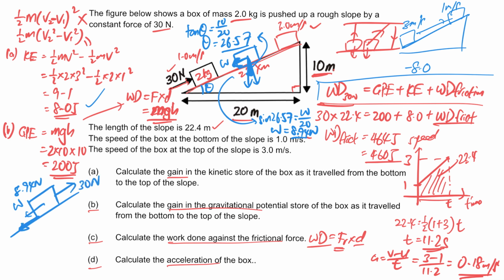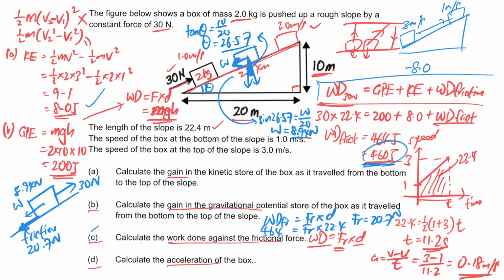And now the next thing I need to find is your friction. How do you find that? You can find it from what you have in part C, because the work done against friction will be your friction times your distance. You know that the work done against friction is 464, the friction is your unknown, and the distance will be 22.4. That's where you find your friction to be 20.7 newtons. So in other words, this friction is 20.7 newtons.